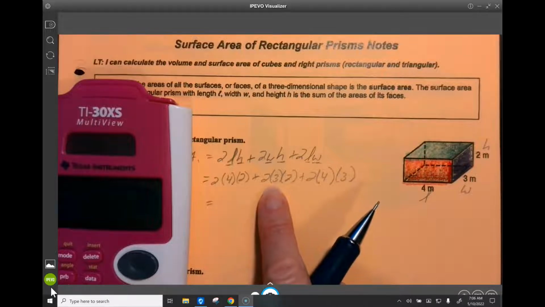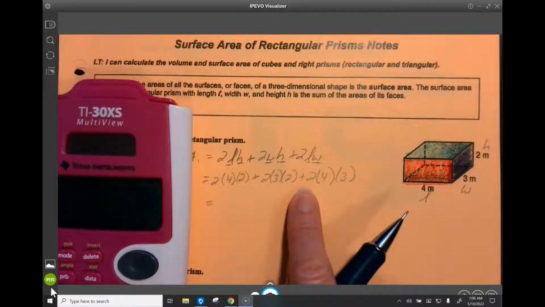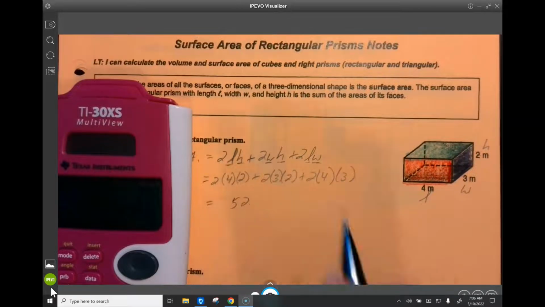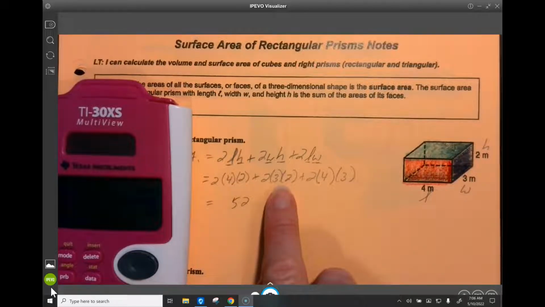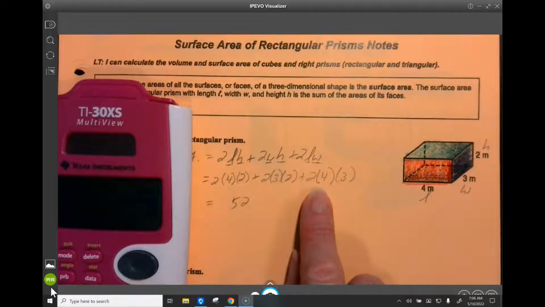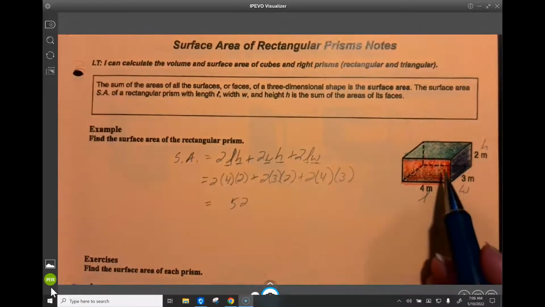Now I'm going to do this just plugging it in to my calculator. I'm going to write down that number. But because I'm doing it all in a calculator, I'm going to go ahead and do it again just to make sure that I'm right, because it's so easy to hit the wrong button. I got 52 twice. Okay, now we're talking about area. We're talking about surface area.